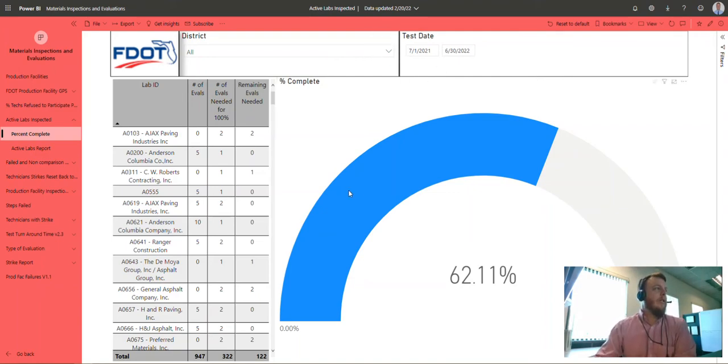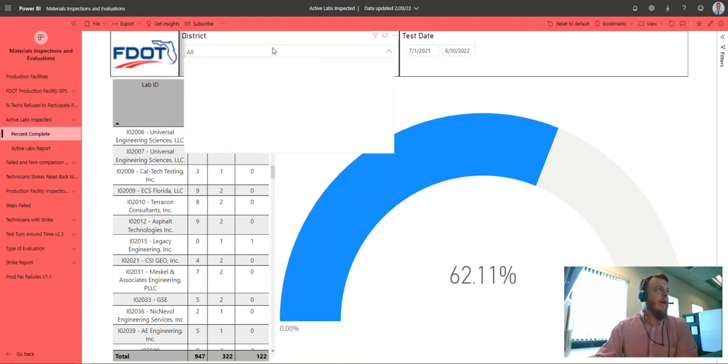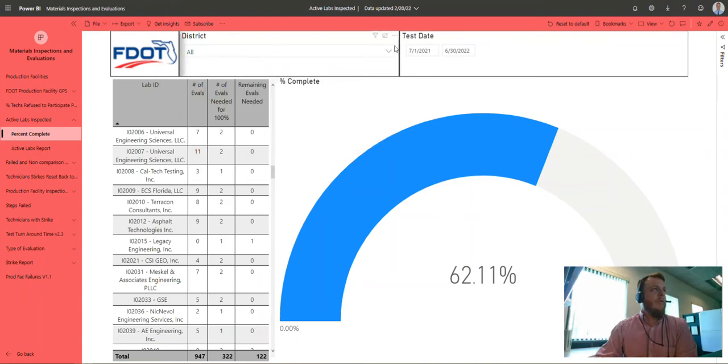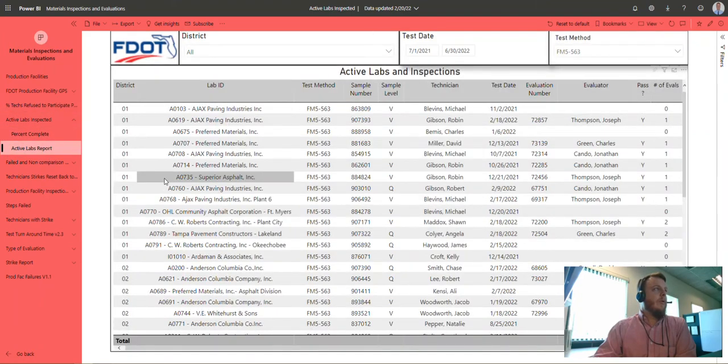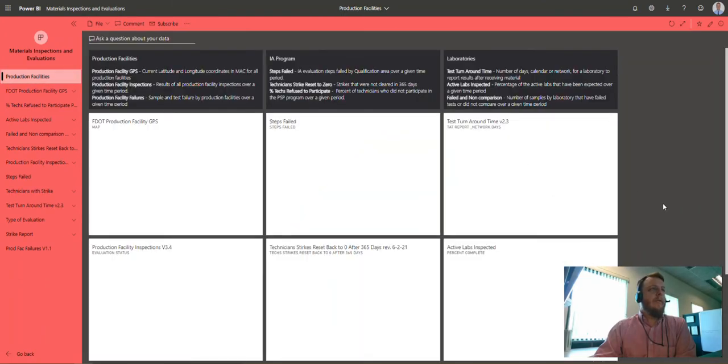We can go in and look and see how many of the labs that need to be inspected have been completed. So statewide, so far this year, we're at 62% of all the labs. But again, you can filter that out by a specific district or over any given date range, whether the labs were inspected for the fiscal year during that time period. And then this is just a table format for that same report. So we'll go back to production facilities.